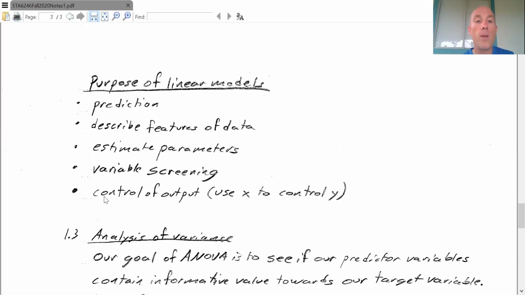Now, another use is to control the output. This is different from prediction. In prediction, I have the X value and I want to know what the Y value is going to be. In the control of output situation, I want to change the X value to get the Y value I want. I'm controlling X to have indirect control of Y.